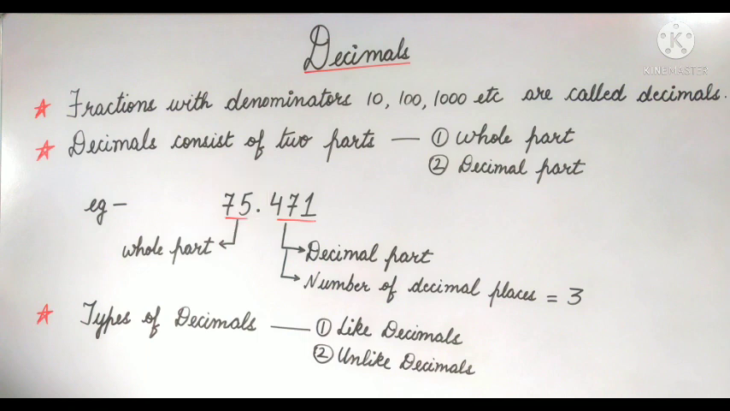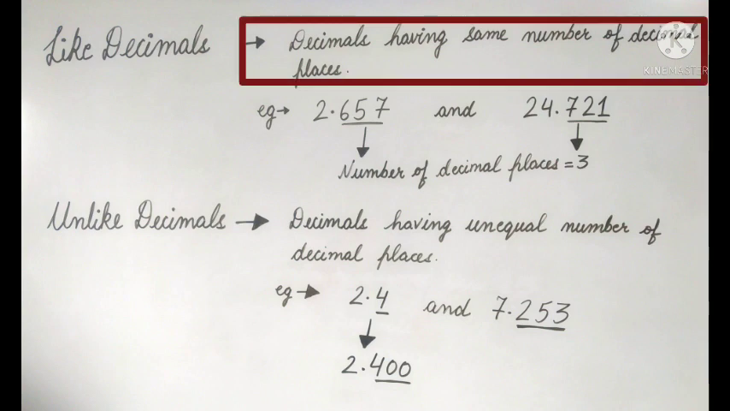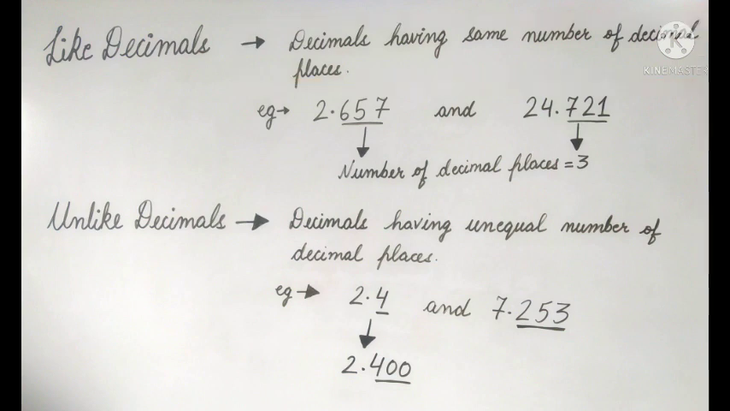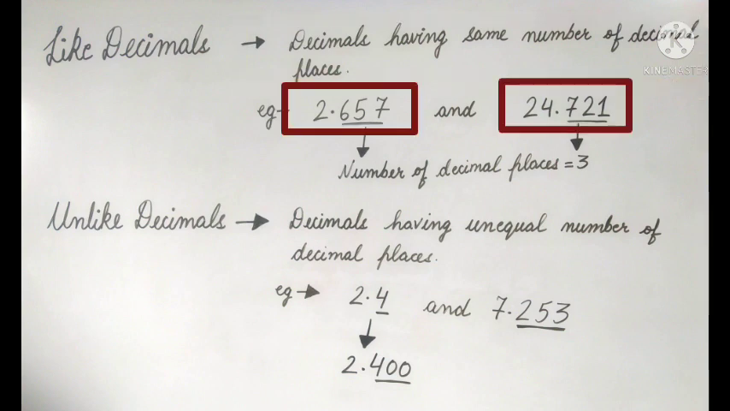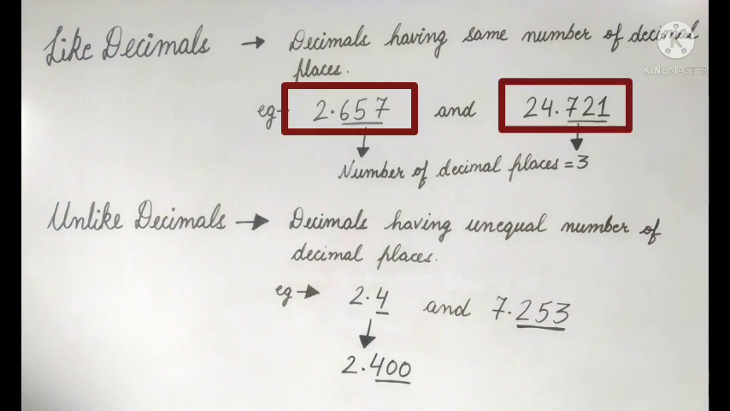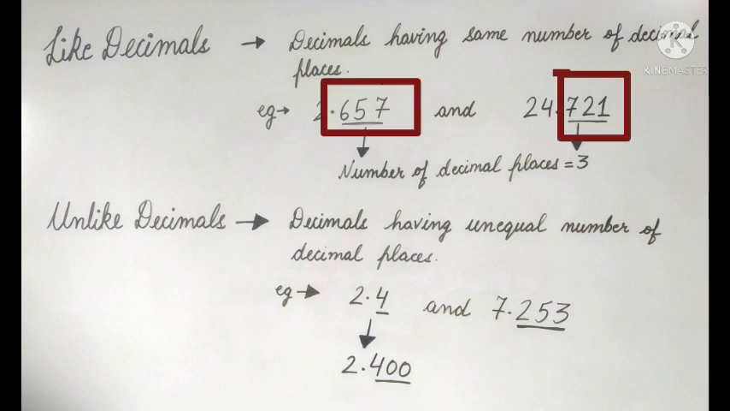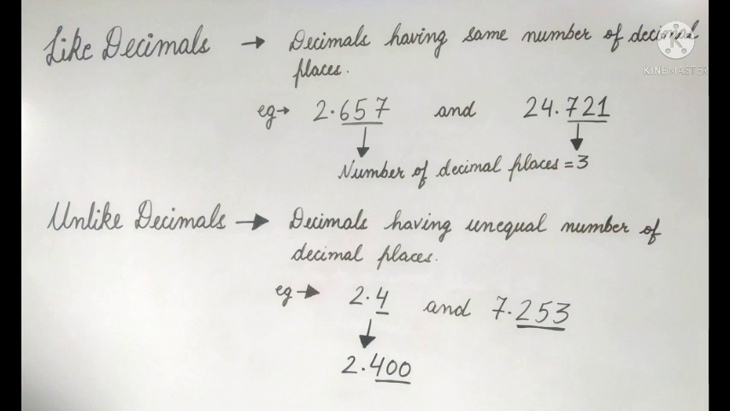Now there are two types of decimals, like decimals and unlike decimals. Now what are like decimals? The decimals having the same number of decimal places are called as like decimals. For example, 2.657 and 24.721. In both the cases we can see that number of decimal places is 3. So these two are like decimals.